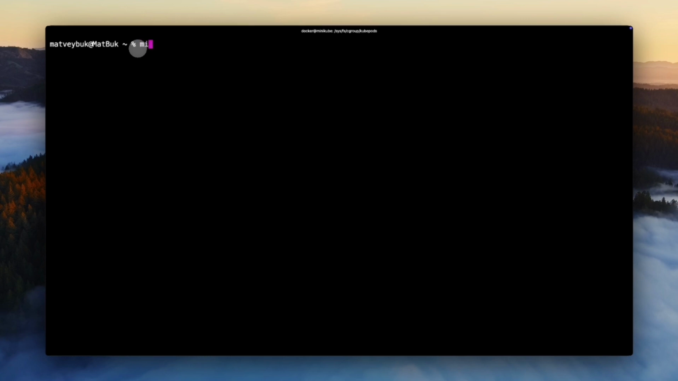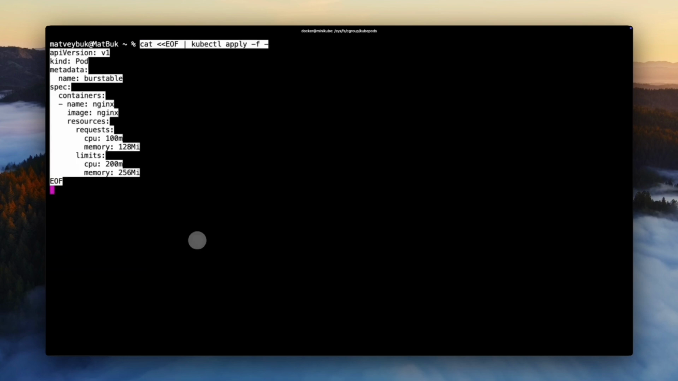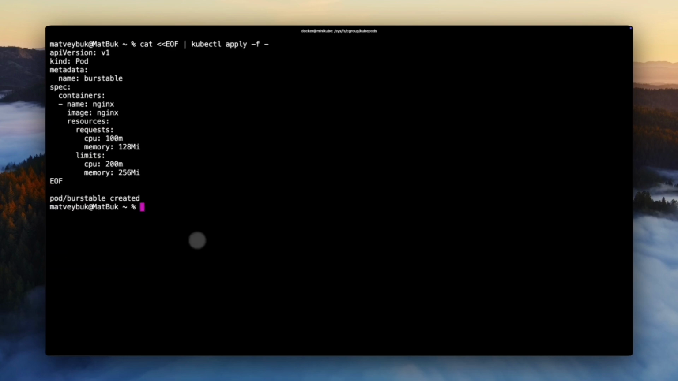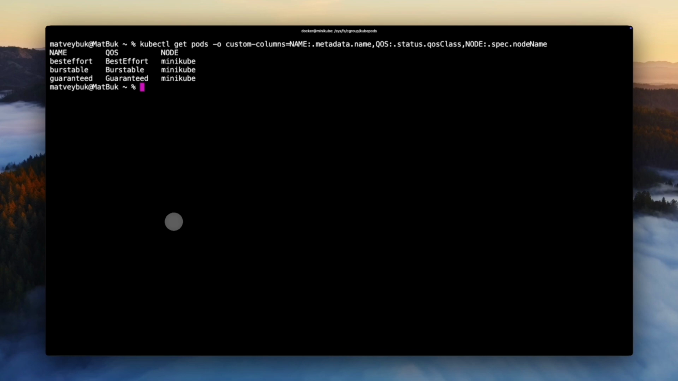First of all, we will verify that Minikube is running, and then create a YAML manifest for each quality of service class. First one is guaranteed. It means that requests equal limits. Then is burstable. It means requests lower than limits. And next one is best effort. No requests or limits at all. Wait for pods to run. So let's check.